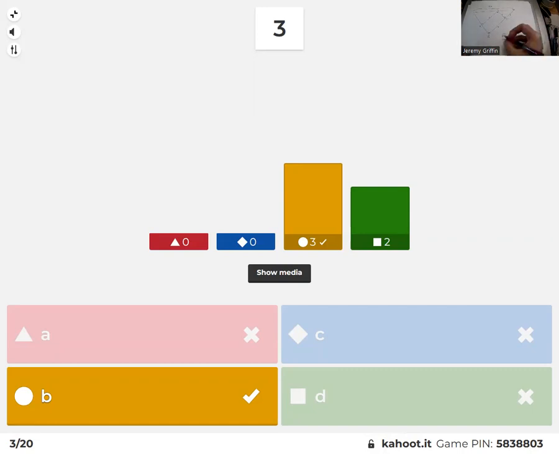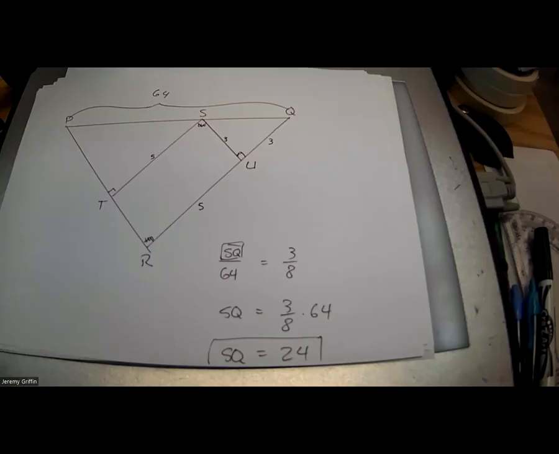Well, cross multiply of 64, SQ is 3/8 of 64. 64 over 8 is 8, times 3 is 24. So the answer should have been 24 units long. So SQ is actually 24 units long, okay? Is that kind of a shorthand version of that mocked up? Oh, share screen.